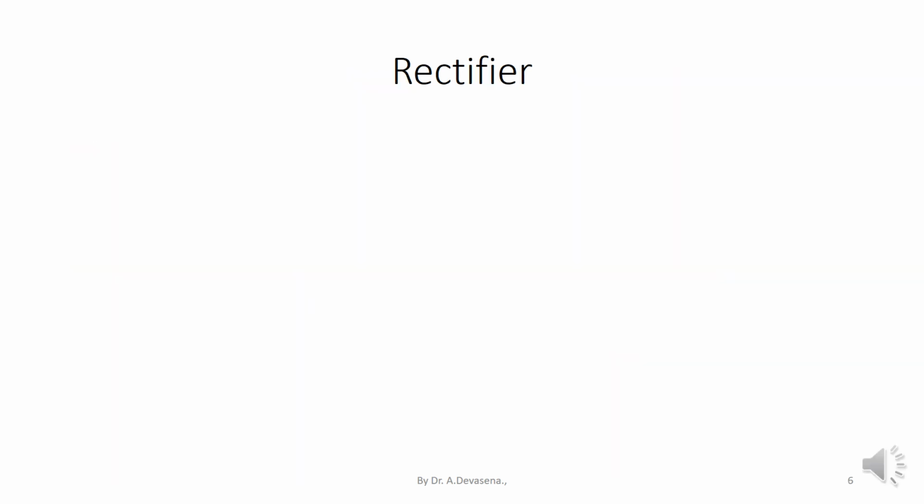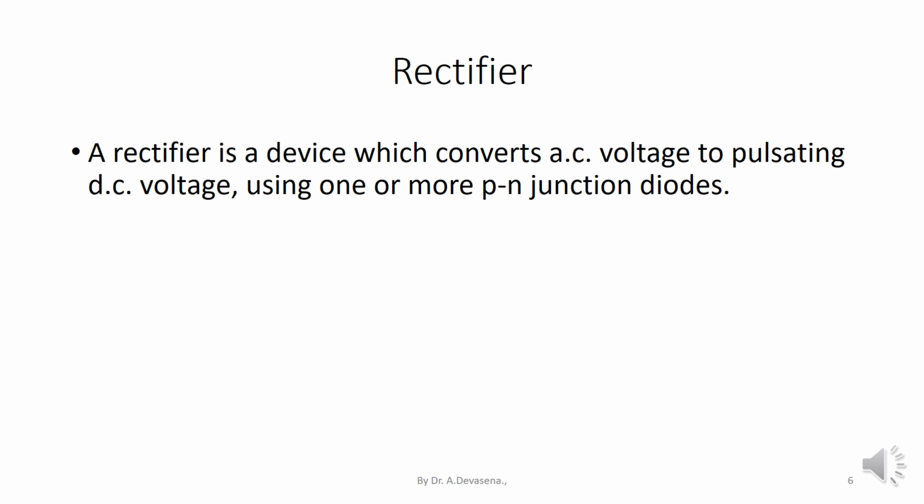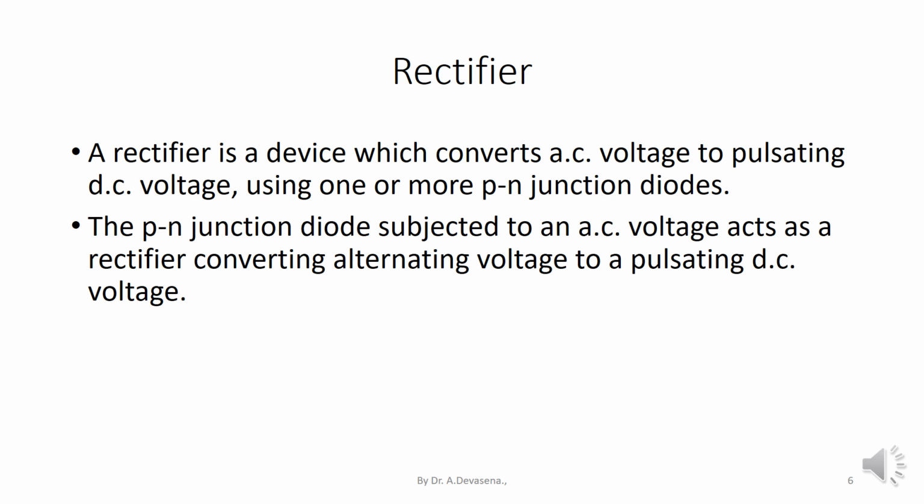So far we have seen the function of the diode. Let us see how the diode is used as a rectifier. A rectifier is a device which converts AC voltage to pulsating DC voltage with the help of one or more p-n junction diodes. The p-n junction diode subjected to an AC voltage acts as a rectifier, converting alternating voltage to a pulsating DC voltage.